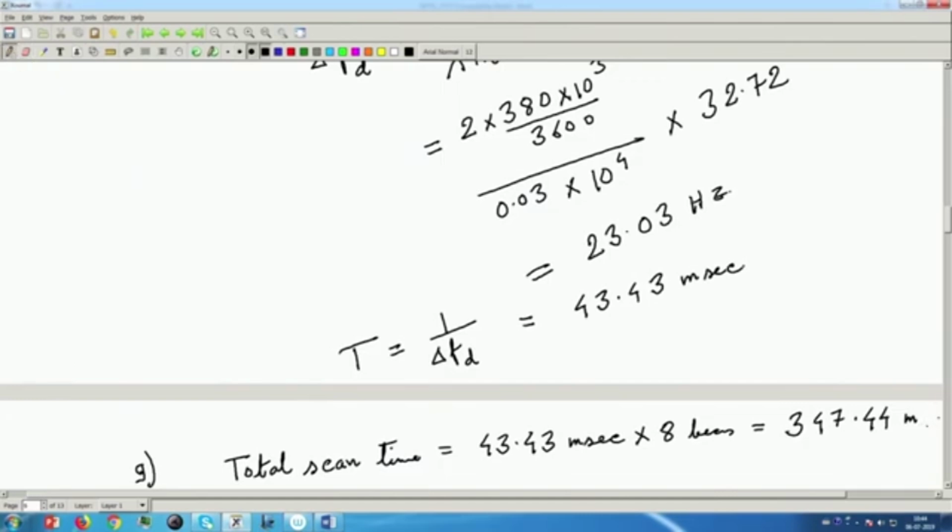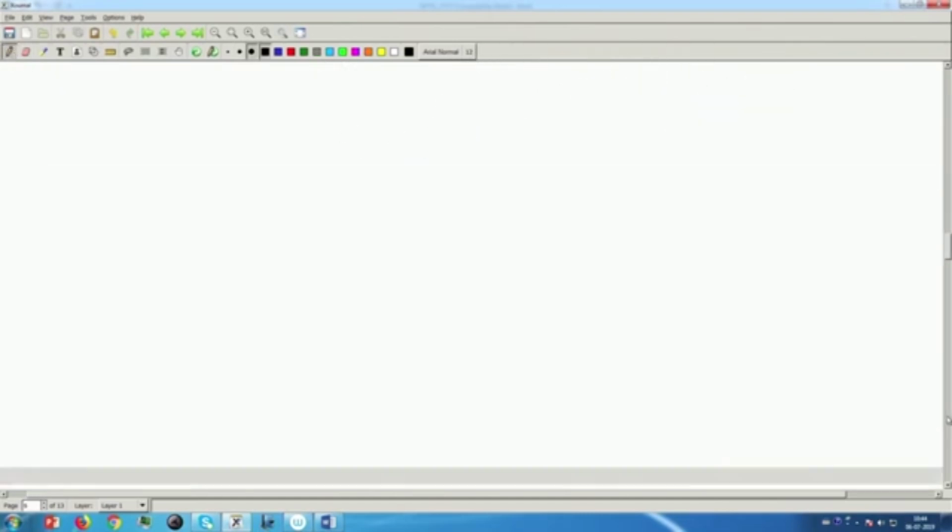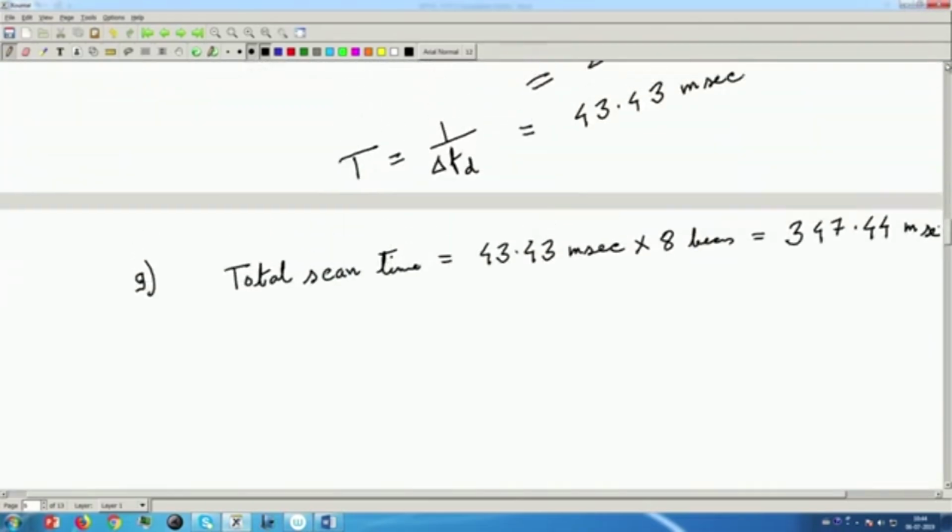Be very careful with units in exams. You should always write the units with the answer, otherwise your marks will be deducted, because in engineering this is one of the very important things.